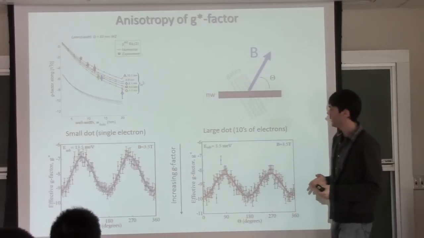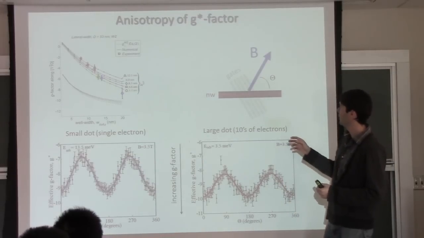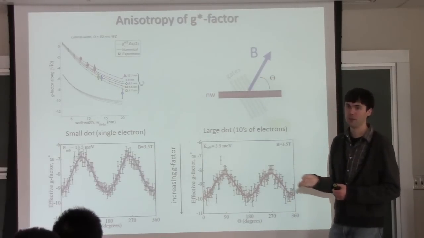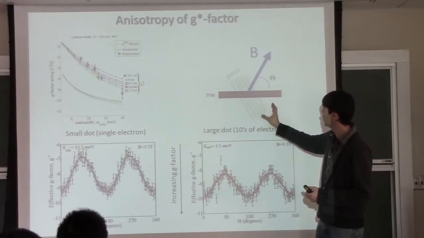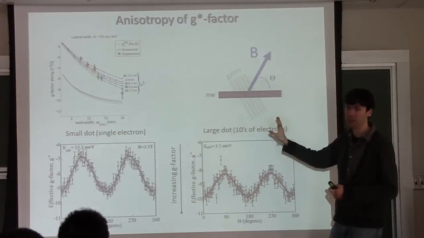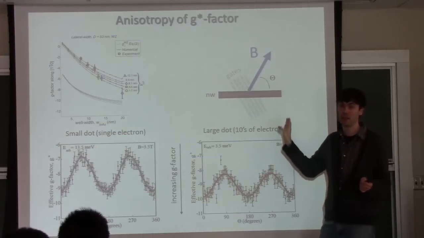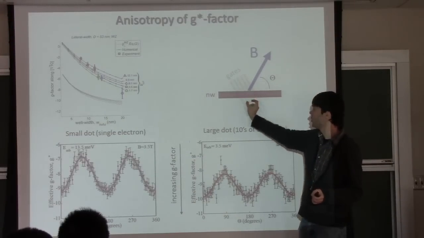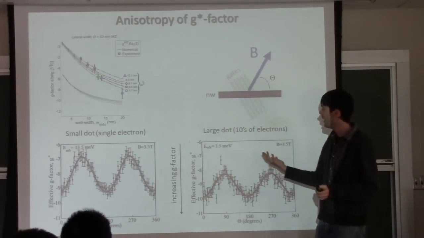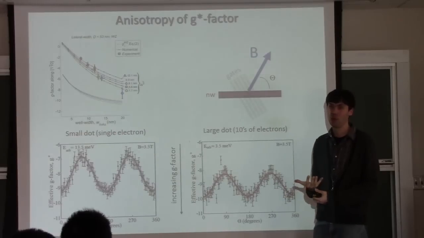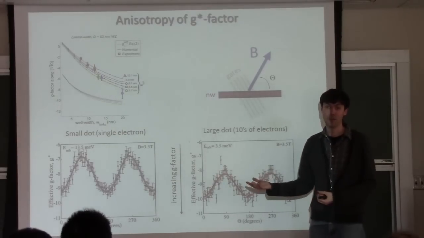So here we have, actually, this is our data. We have done a bunch of measurements of G factors in nanowires in quantum dots defined by gates. We don't know their shape very well. They're not perfect disks. They're not grown in a nanowire. They're just defined by gates. But we can kind of read out their shape from the anisotropy of G factor.